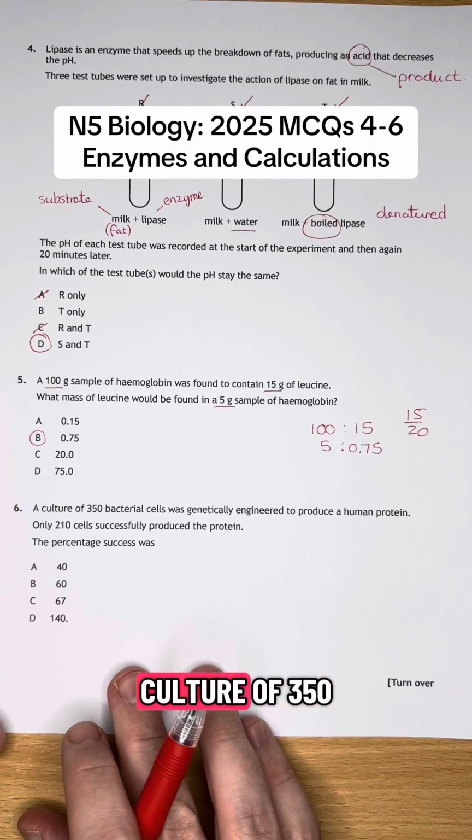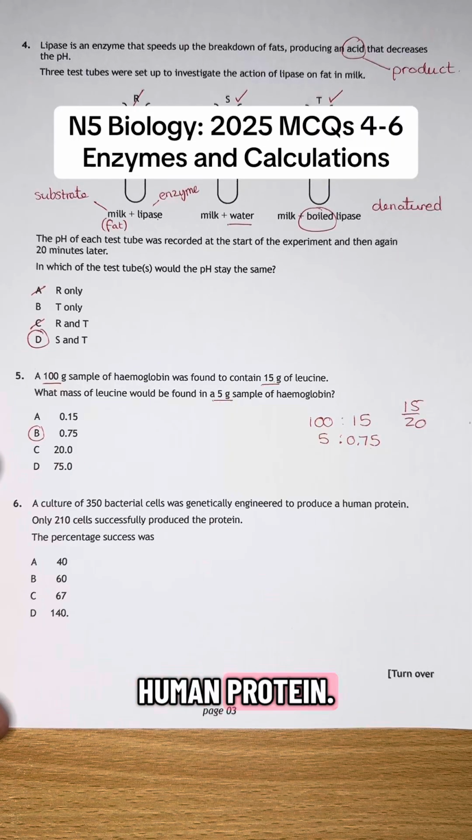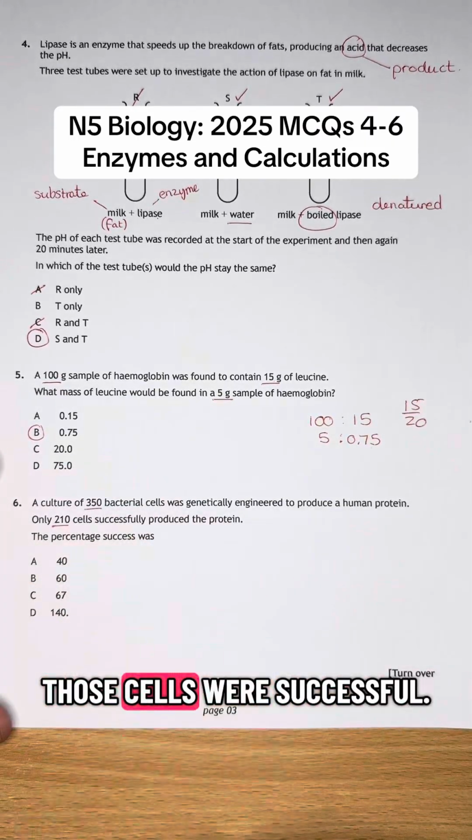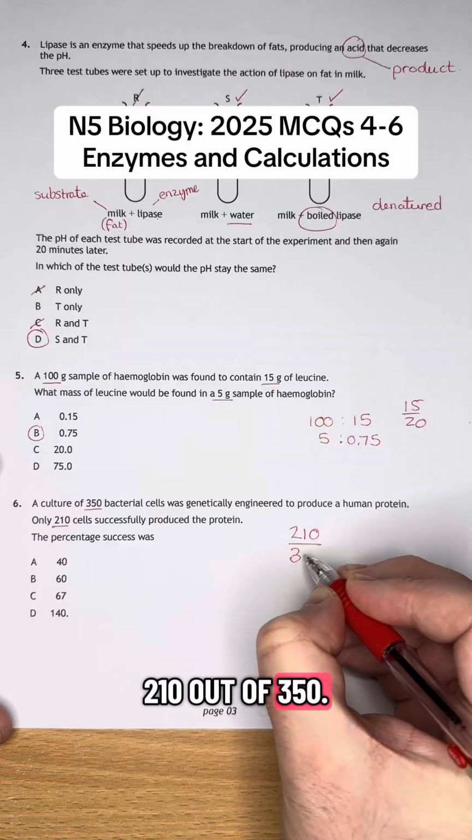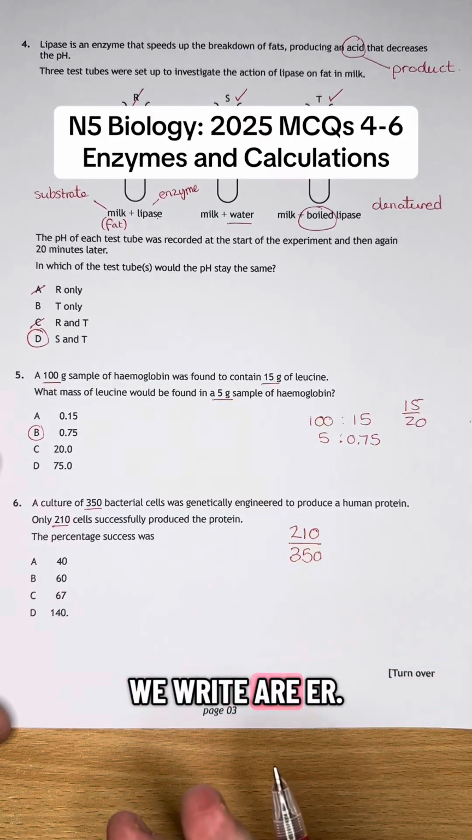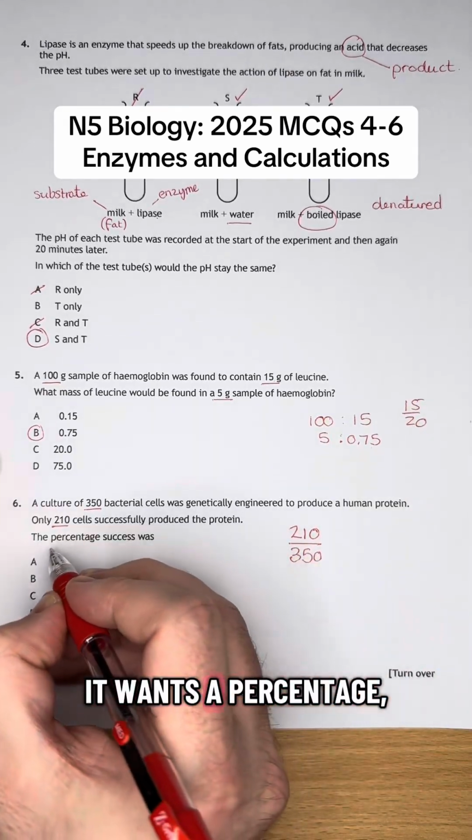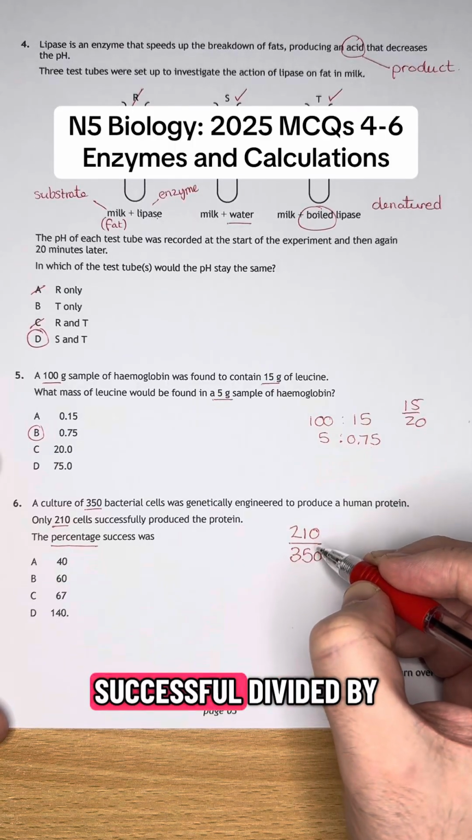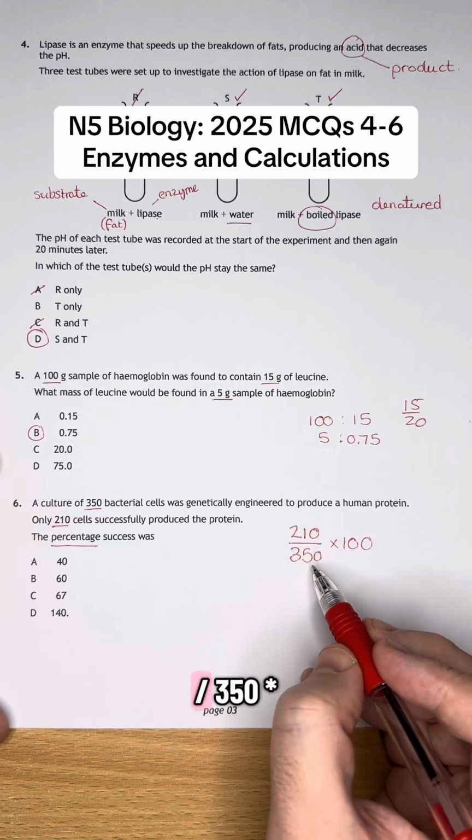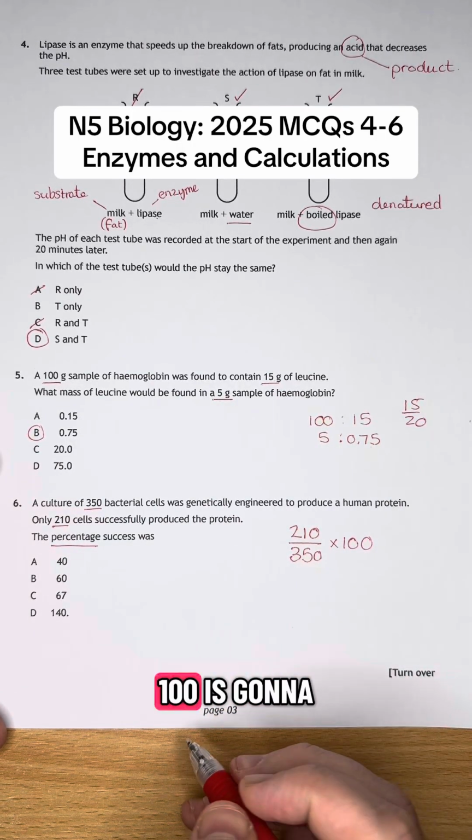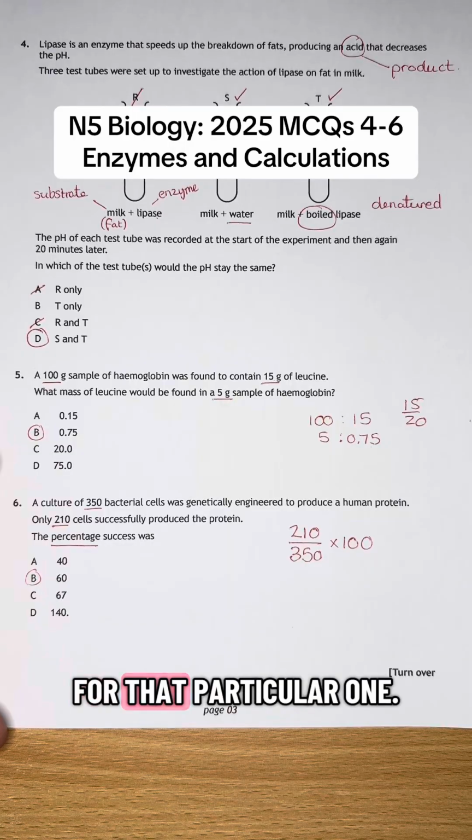Question 6. A culture of 350 bacterial cells was genetically engineered to make a human protein. Only 210 of those cells were successful. Okay, so only 210 out of 350. Okay, and because we write our working like this, we've already done half of what we have to calculate. Okay, and because it wants a percentage, we do the successful divided by the total, and we times that by 100. Okay, and 210 divided by 350 times 100 is going to give us 60. Okay, so we're looking for 60 as our answer for that particular one.